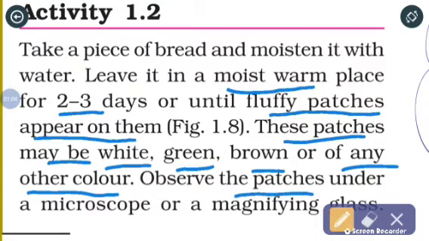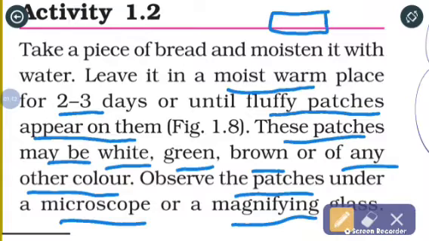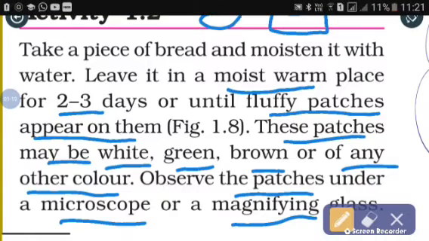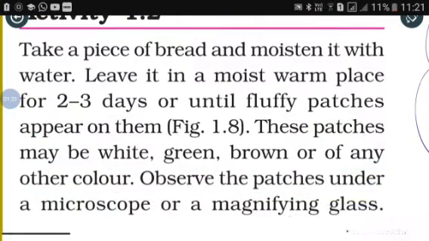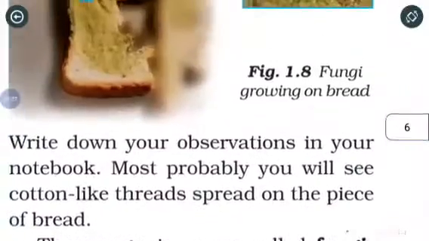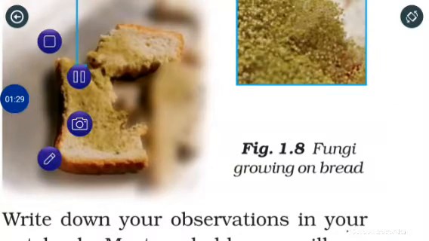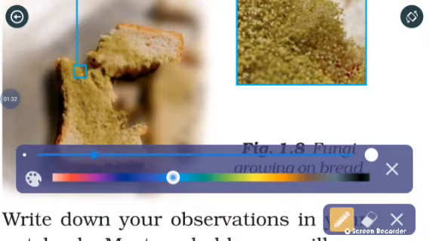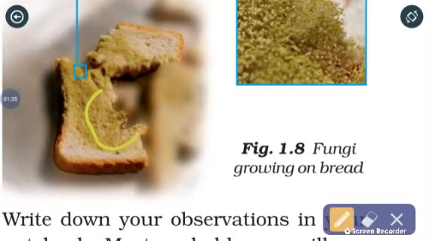Observe the patches under a microscope and magnifying glasses. What do you mean by magnifying glasses? A glass that magnifies things is called a magnifying glass. A microscope is used to see microorganisms. So here, if you look, you will see some yellow color fungi growing on the bread. And if you see it in the microscope, you will see that some fungi are growing like this.